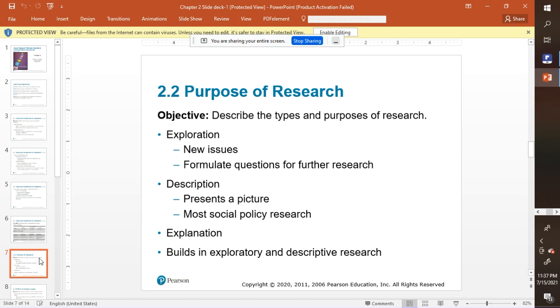Then we can combine explanation and descriptive research. There are some research where both exploratory and descriptive methods can be carried out, because you want to explore and at the same time you want to also describe.